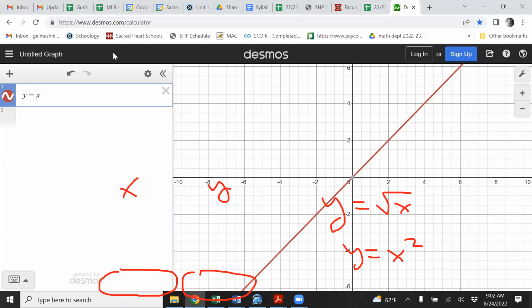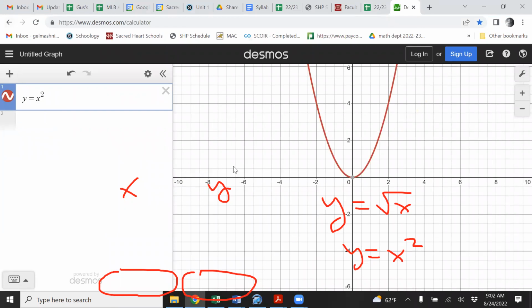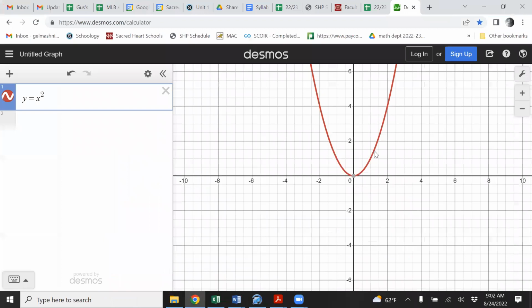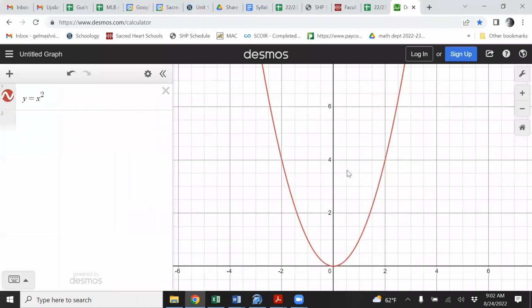So y equals x squared. Let's look at y equals x squared. Let me erase this. You write it as an inequality. You do, yes. So y equals x squared. That's what I have right here, right?